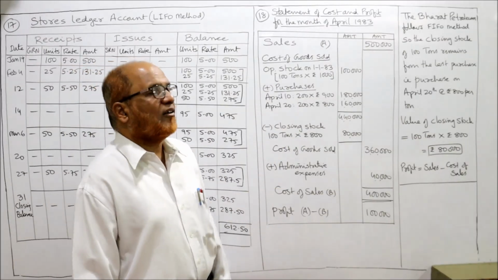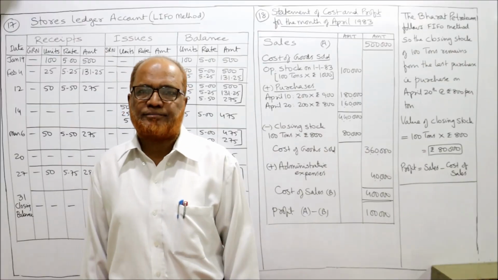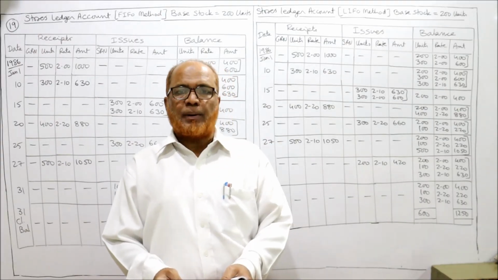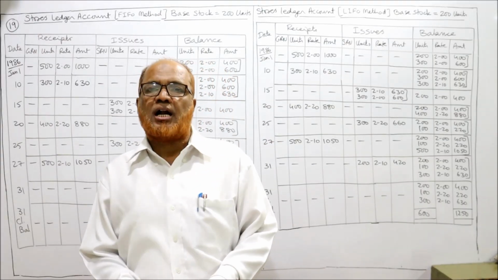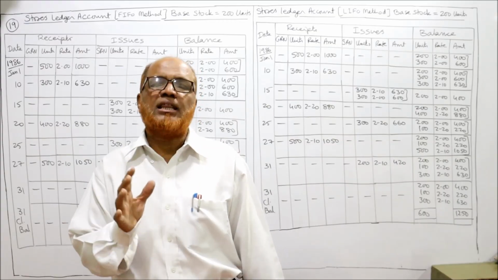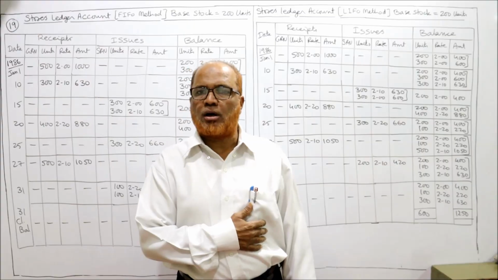So this is the end of problem number 18. Come on, see the problem number 19. From the following particulars, write up the priced stores ledger card according to the base stock method. So a new method we are following here in this problem, base stock method.